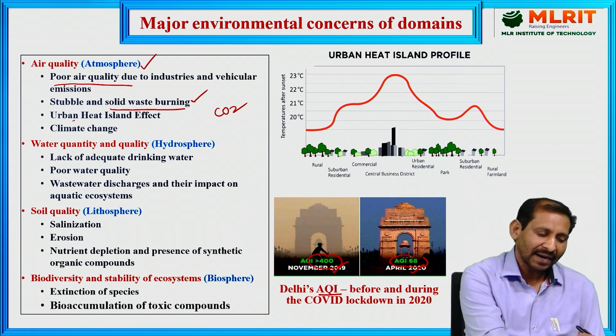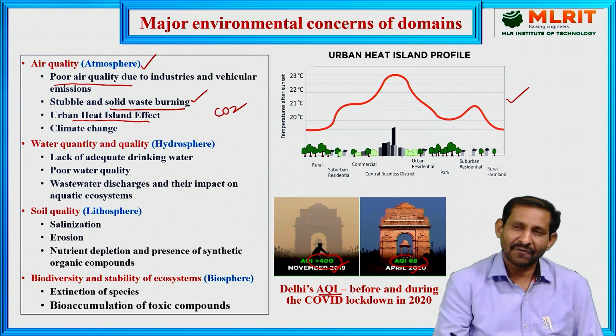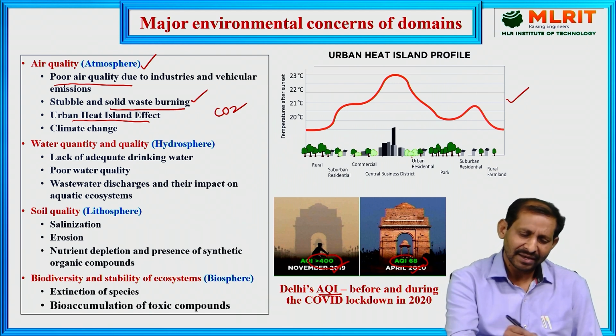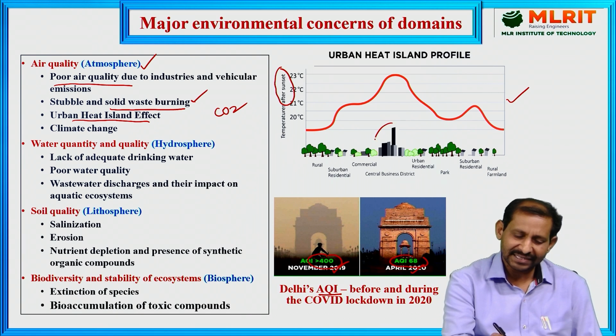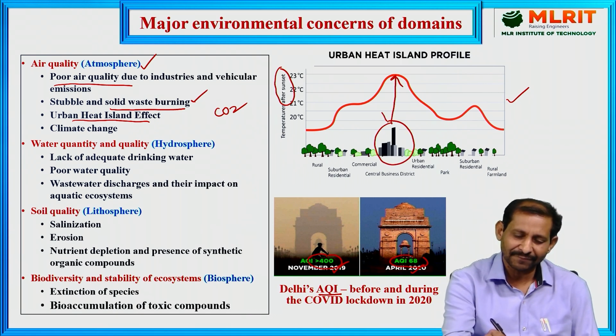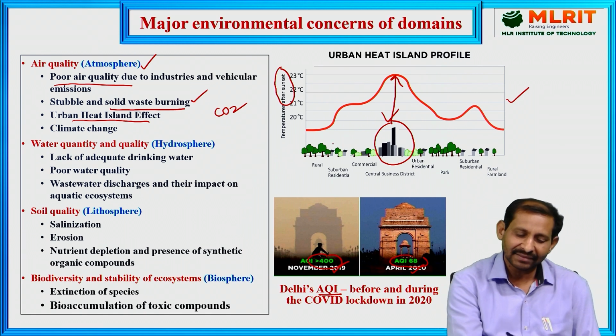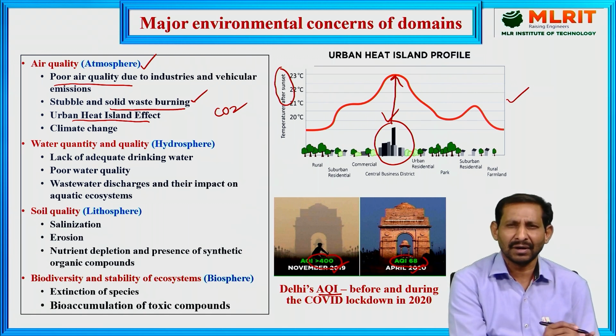The third one is the urban heat island effect. This is explained graphically in this diagram. After sunset, the cities are generally warmer. The graph shows cities are warmer than the countryside, the villages and the rural side.